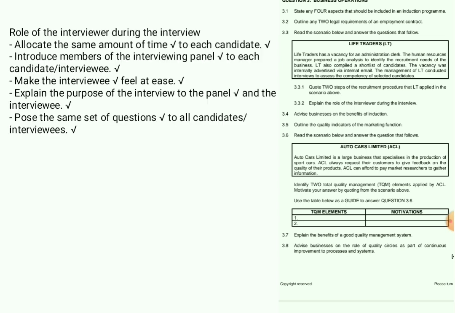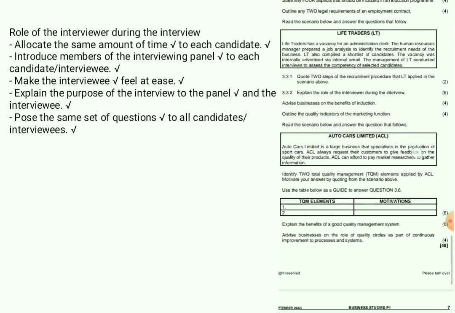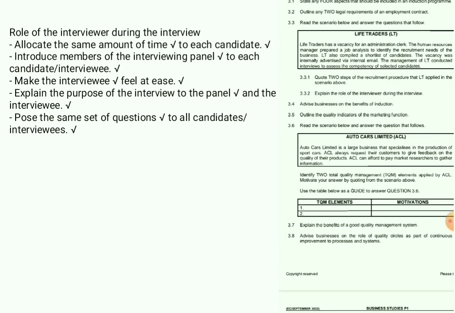3.3.2 Explain the role of the interviewer during the interview. Allocate the same amount of time to each candidate. Introduce members of interviewing panel to each candidate. Make the interviewee feel at ease. Done. It's 6 marks.